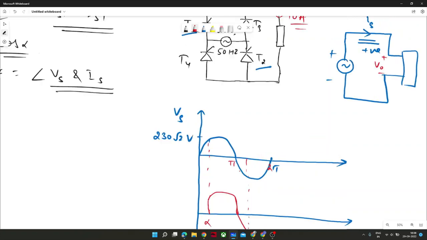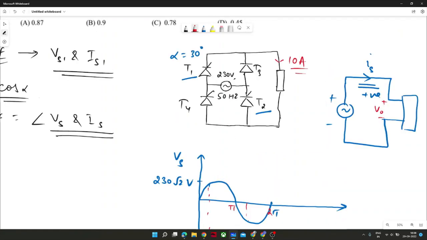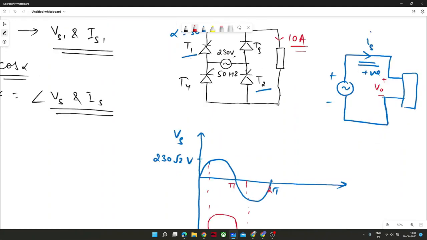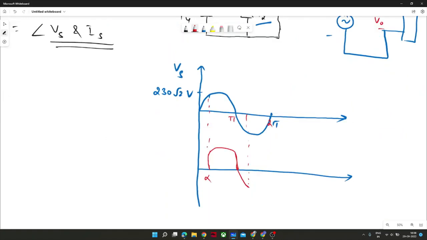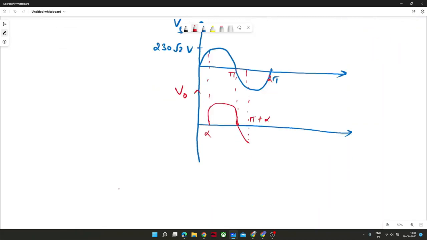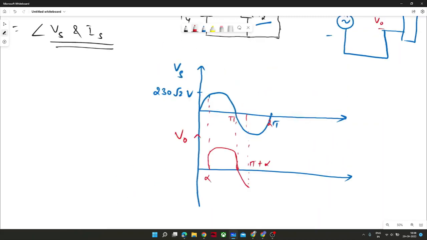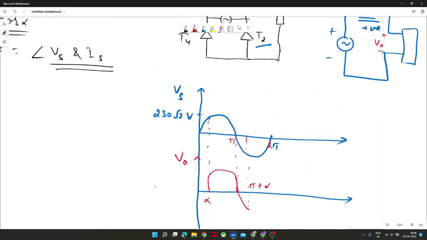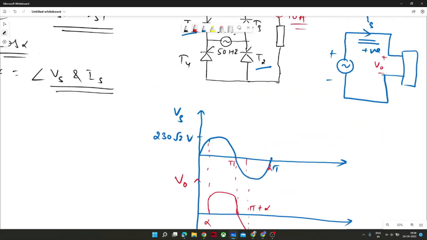And after that point, T2, T3 and T4 will take over, and T1 and T2 would be reverse biased, and it will get turned off. So from alpha to pi plus alpha, this is the voltage waveform of the output. Now, we had to calculate the waveform of this IS.